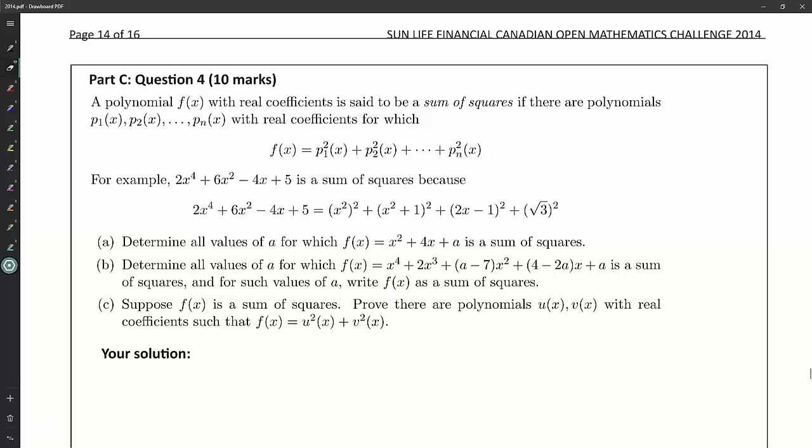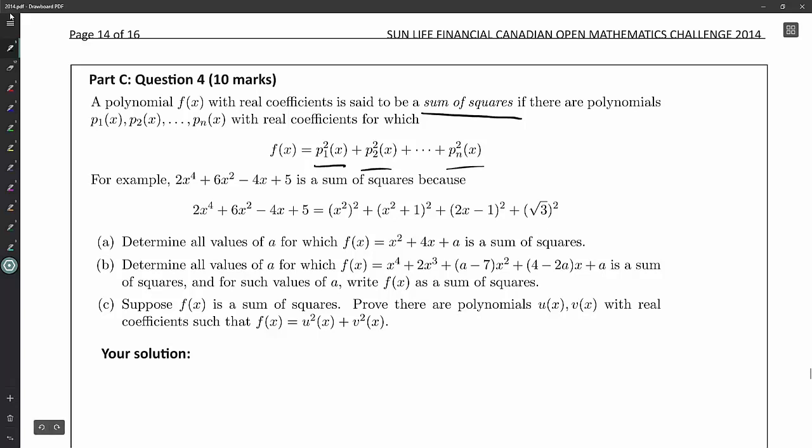So C4. A polynomial f of x with real coefficients is said to be a sum of squares if there are polynomials p1, p2, pn, n is some number, with real coefficients for which f of x is p1 squared plus p2 squared plus all the way up to pn squared. So it's sort of like a sum of squares for integers, and so integers can always be written as a sum of 4 squares, which is kind of interesting. We might show something similar. We might rely on that fact, although I don't think we have to rely on that fact because it's not a very well-known thing about integers. But yep, every positive integer can be written as a sum of at most 4 squares.